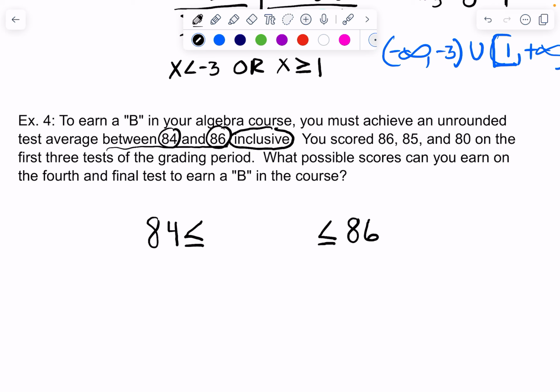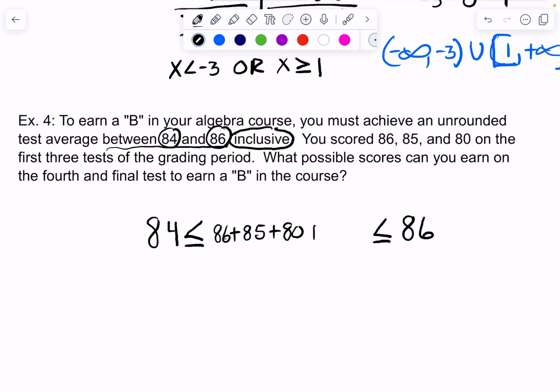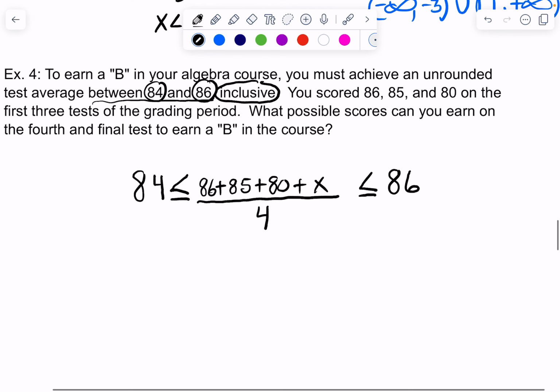And so far you have an 86 plus an 85 plus an 80 plus your 4th and final test grade of x, because we don't know what that is. If you remember what an average is, the sum divided by the total number of values. So I've got 1, 2, 3, 4 values here, even though my 4th value is unknown. So I'm going to divide that sum by 4. And now let's go ahead and solve.